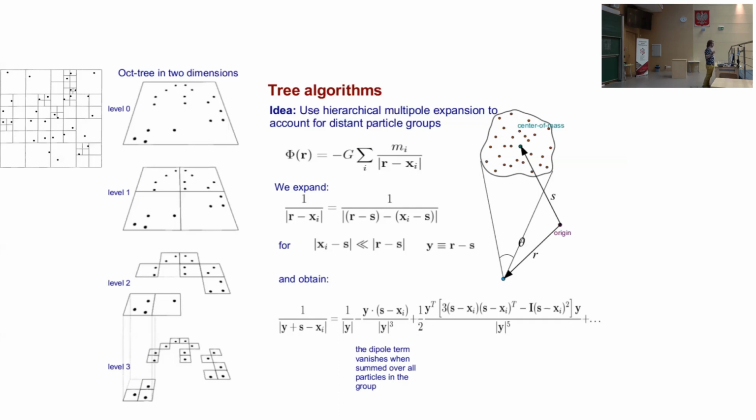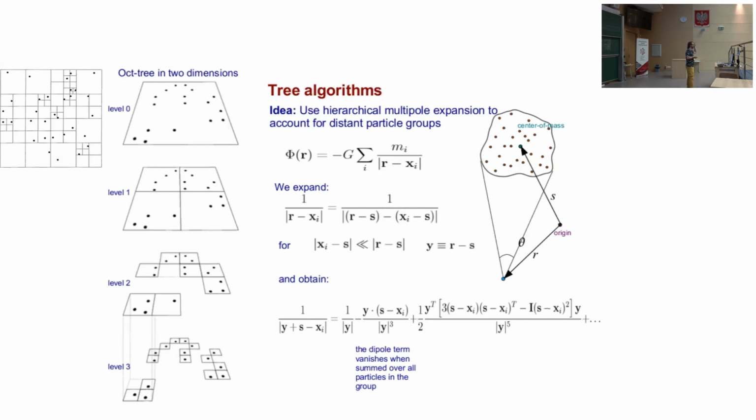Then we skip the dipole, because the dipole by definition should vanish, since we expand around the center of mass of this bunch of particles. So the dipole is zero. You have monopole, quadrupole, octupole, but usually we stop at quadrupole, at least in Gadget, because you already get good forces.